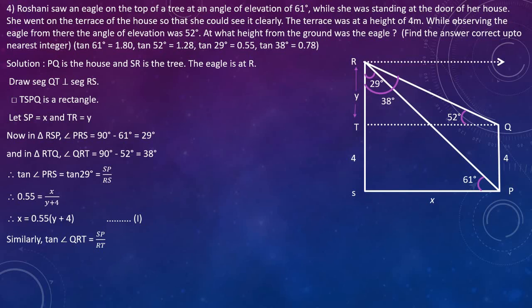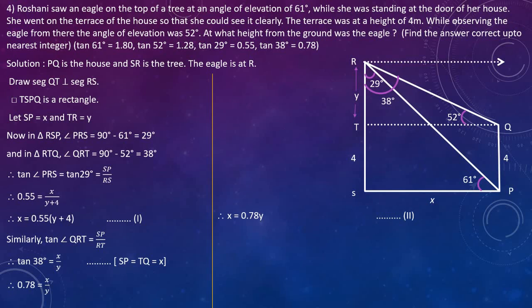Similarly, now the next triangle we consider is triangle RTQ. In triangle RTQ, let us find the value of RT. So tan of angle QRT is equal to the opposite side of angle QRT upon the adjacent side of angle QRT, which is equal to SP upon RT. So tan of 38 degrees is equal to X upon Y, where SP is equal to TQ is equal to X, because they are opposite sides of a rectangle. So tan of 38 degrees is 0.78, which is equal to X upon Y. Therefore, the value of X is equal to 0.78 into Y. Name it as equation number 2.